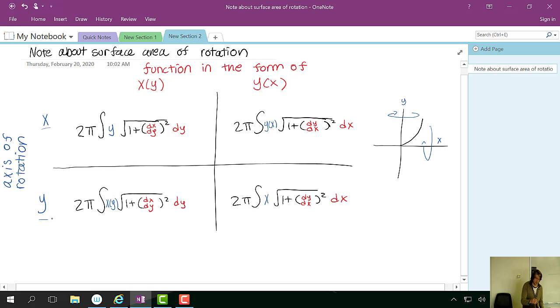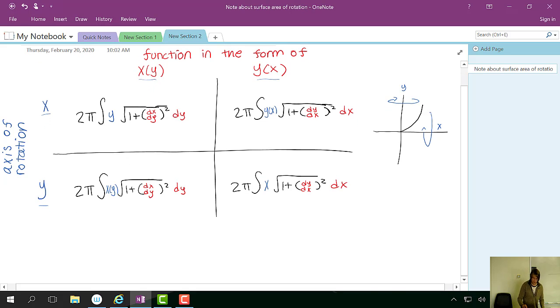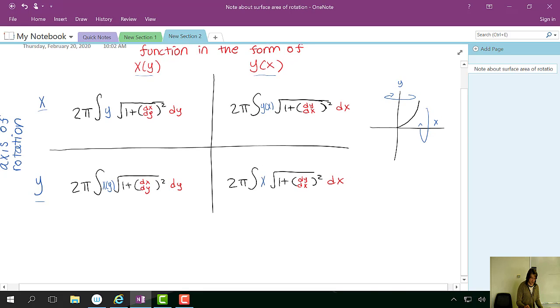But it also depends on how the function is presented to you. You could be given x as a function of y, or y as a function of x. We're more used to seeing y written as a function of x. But in problems, they might also give it to you like this, x is a function of y. So just making this little chart, I want to demonstrate how you write the entire integral formula based on these two pieces of information.